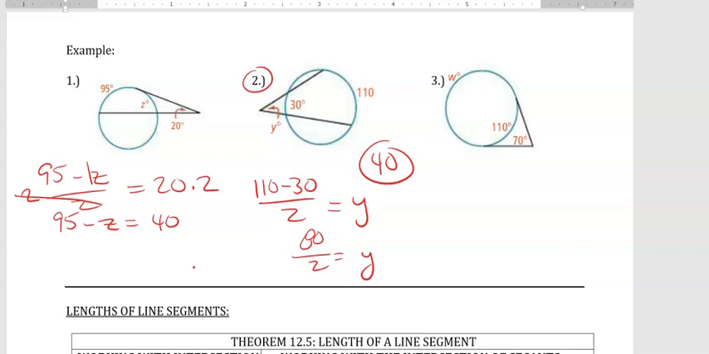Now it seems like this is not going to work because when you subtract a bigger number from a smaller one, you end up with a negative. But you got to remember it's a negative z equals negative 55. And when you divide both sides by negative 1, you get 55. Any questions on that one?